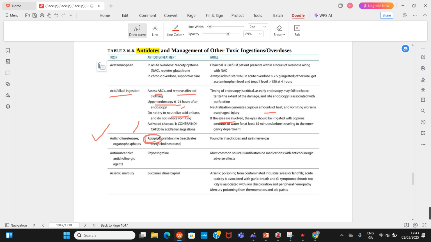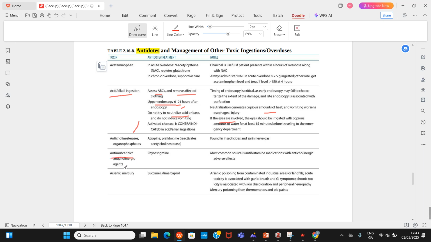But if the person is having paralysis, you want to reverse the nicotinic action, then you have to give pralidoxime. The way pralidoxime works is to reactivate your acetylcholinesterase. So it's very good for the motor presentation. Very important distinction. Don't forget it.